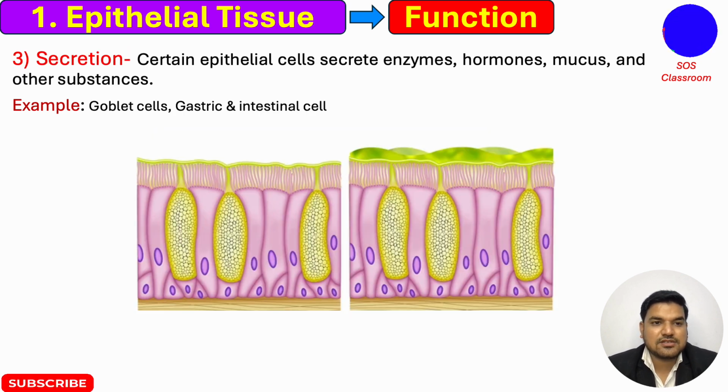Next is the secretions. So epithelium tissue is also helpful for the secretion of different types of enzymes, hormones, mucus, and other substances. You can see these are the goblet cells, and goblet cells secrete the mucus. You can see this is the mucus.